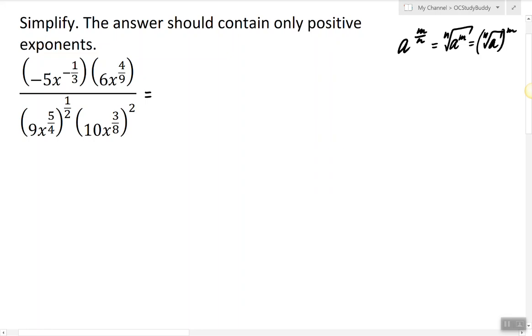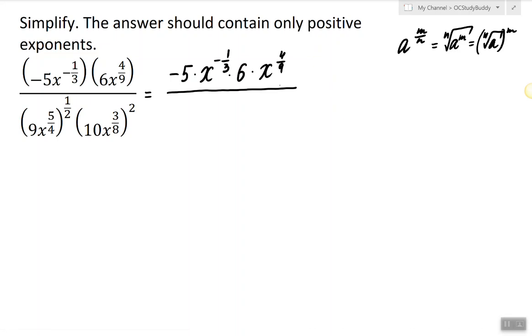In the numerator, there isn't much going on, so to multiply those two expressions, we just have to use the properties of exponents. However, in the denominator, we have something raised to a power, and that means that power has to be distributed in each product. So before I do anything in the denominator, I'm going to distribute the power 1/2 to 9, and to x to the power 5/4, and then I'm going to distribute power 2 to 10, and to x to the power 3/8.